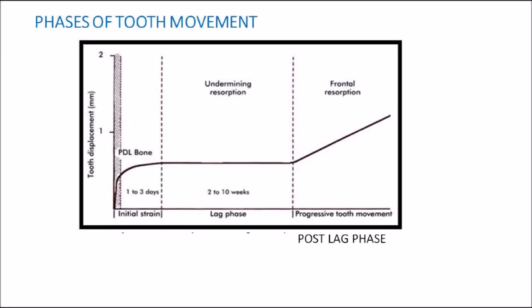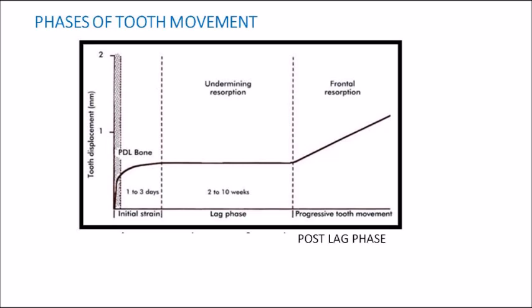So the initial phase is characterized by rapid tooth movement over a short distance, and then it gradually stops. This is due to the displacement of the teeth in the periodontal membrane space, and there might be a bending of the alveolar bone. The tooth movement in this initial phase is 0.4 to 0.9 millimeters, and this happens within 1 to 3 days.